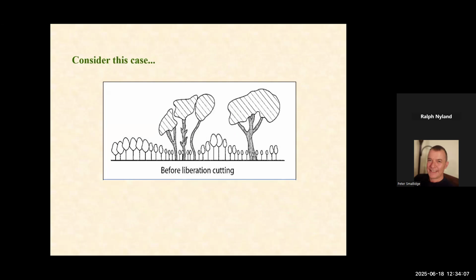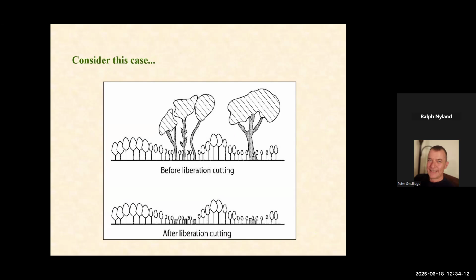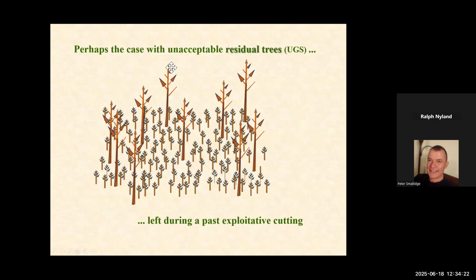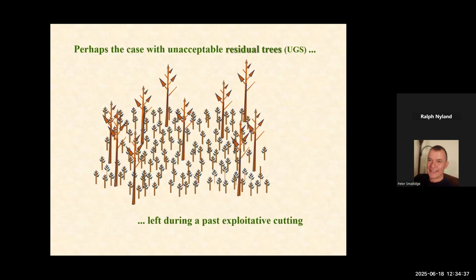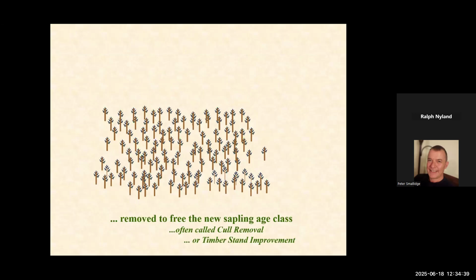That could be dregs from diameter limit cutting, for example. And liberation cutting would remove those either mechanically or with herbicides to free the young sapling stands to grow and develop. So look at this case. The red trees are the dregs from the past exploitive harvesting. The green ones are the desired saplings. You remove the dregs, you get something like this. This transformed to this, often called cull removal or timber stand improvement.